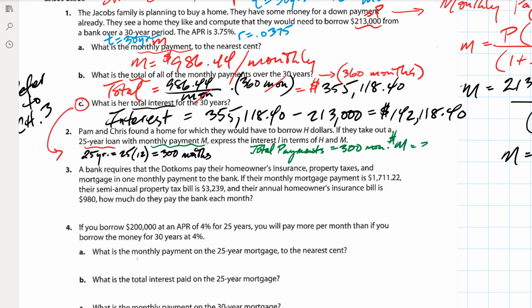So 300 M. Now I've got to subtract from that the cost of the loan. I want to borrow H dollars, and when I do that, I get the interest. So the interest is equal to the total payment, which is 300 times M, minus what I borrowed, and I borrowed H dollars. So just 300 M minus H. And that's number 2.